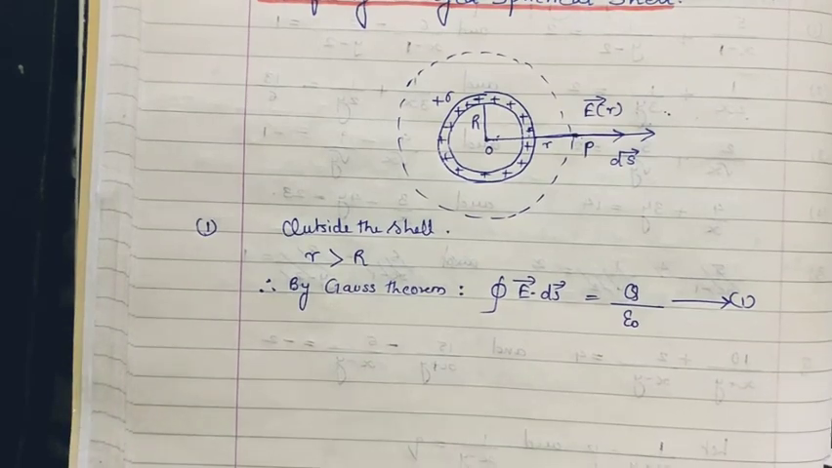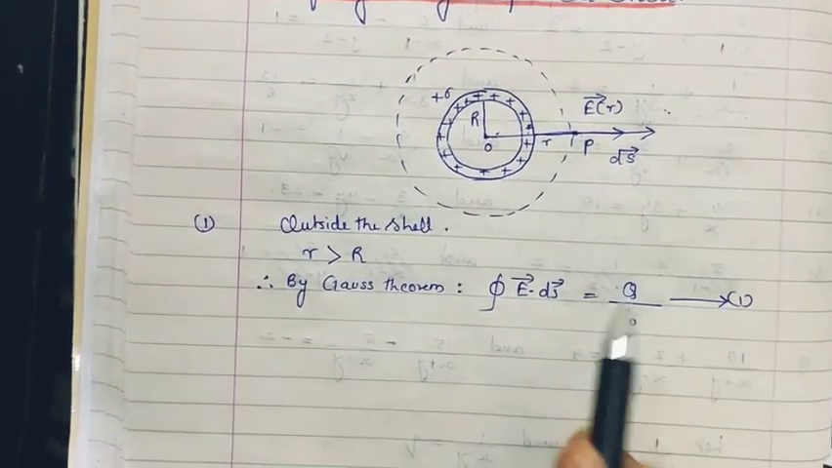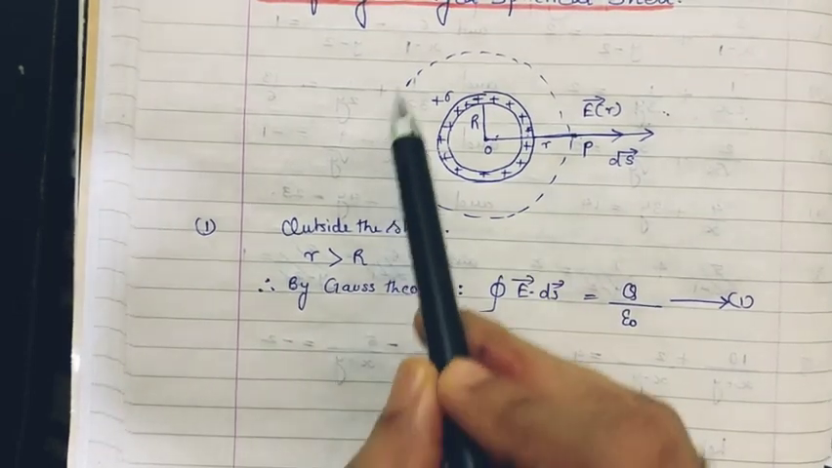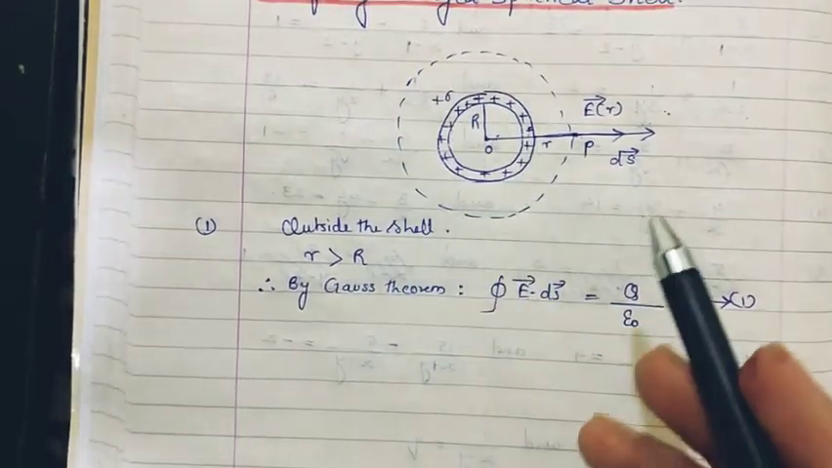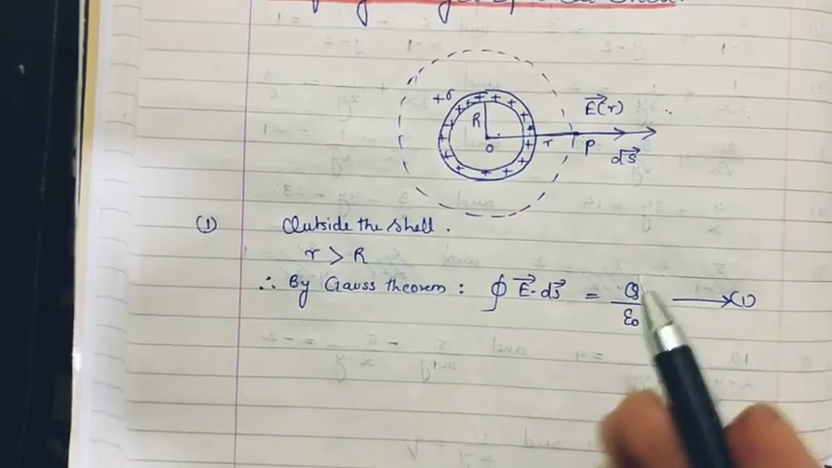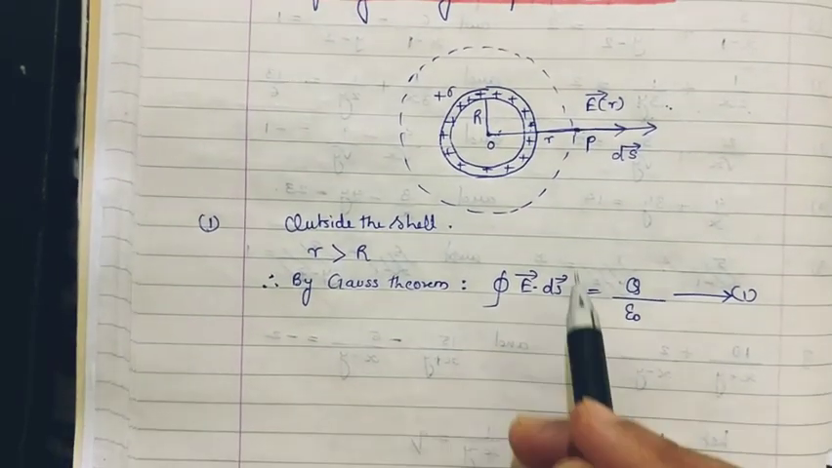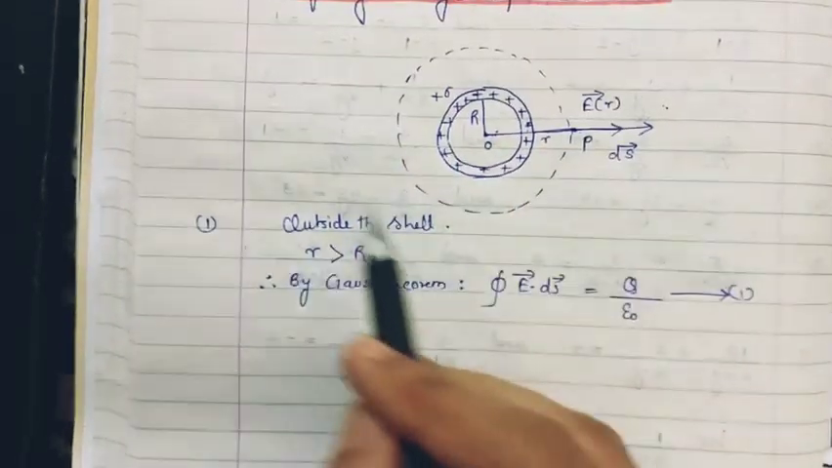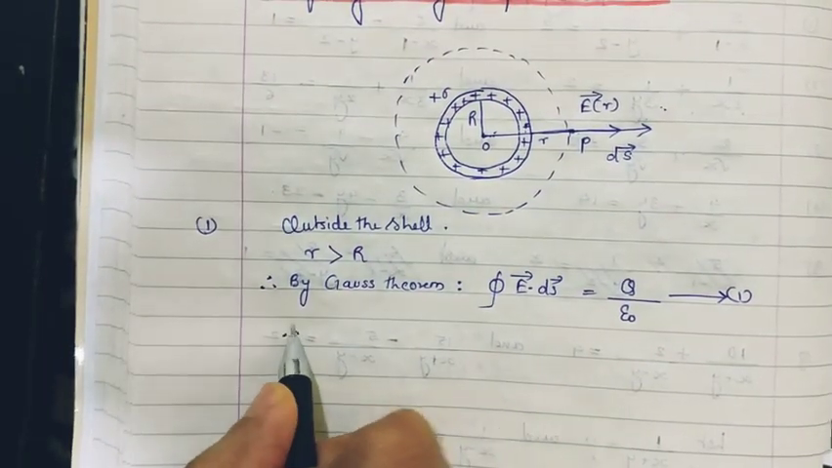Now the contribution to the total flux from the entire spherical Gaussian surface of area, what will be the area of the Gaussian surface? It will be 4 pi r squared, correct? The area of the sphere. So the total contribution of the flux, the total flux coming out from this Gaussian surface, will be how much? Therefore, let's write that down.